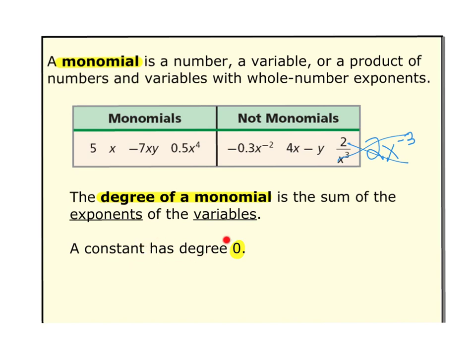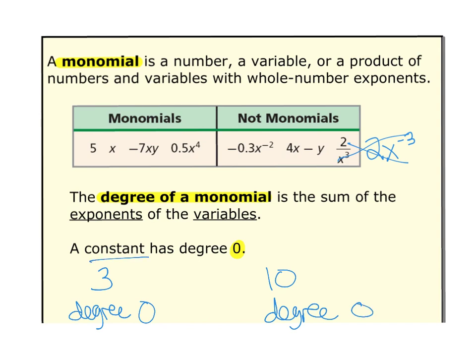Here we go. A constant has a degree of 0. Just for an example, all that means is 3. The degree there would be 0. Or if I had 10, the degree there would be 0. A constant is anything with just a whole number like that, without any variables. So there's no variables with those two numbers, the 3 and the 10, right? All right, next screen, we'll give you some examples and we'll be done.